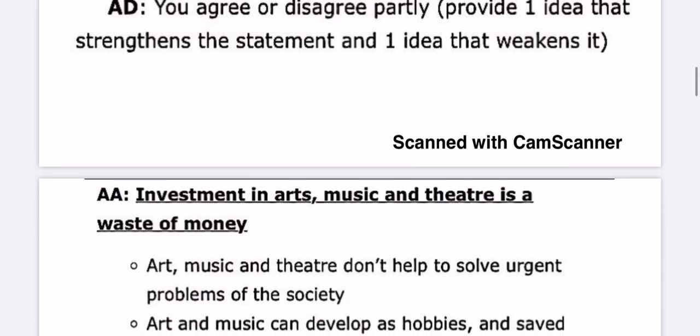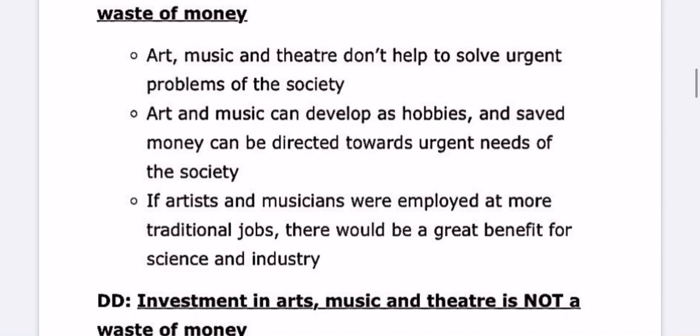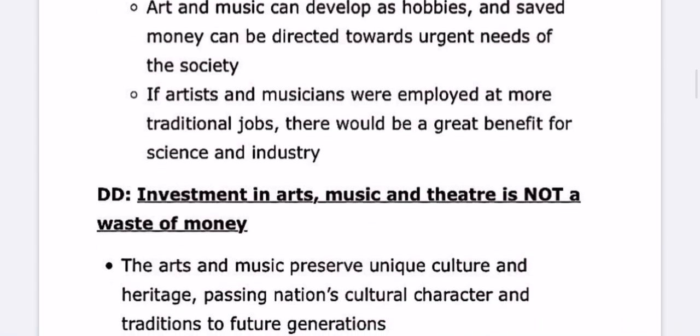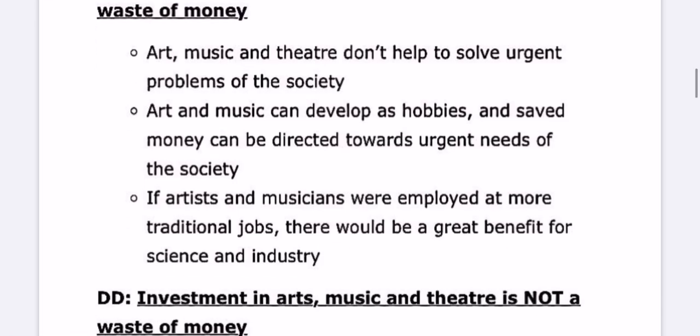Here, if you are saying that completely, investment in arts, music, theater is a waste of money, you can say art, music and theater don't help to solve urgent problems of the society. Art and music can develop as hobbies and saved money can be directed towards urgent needs of the society. And if artists and musicians were employed at more traditional jobs, there would be a great benefit for science and industry. So the writer can completely agree that this investment should be utilized for the society.